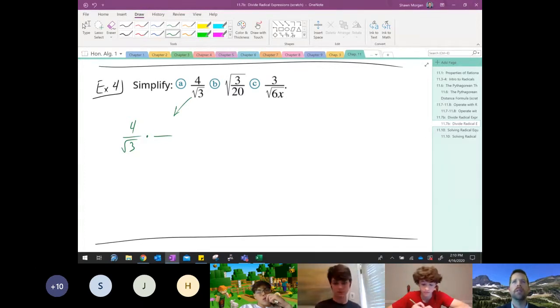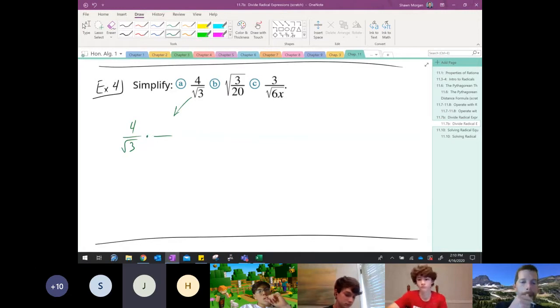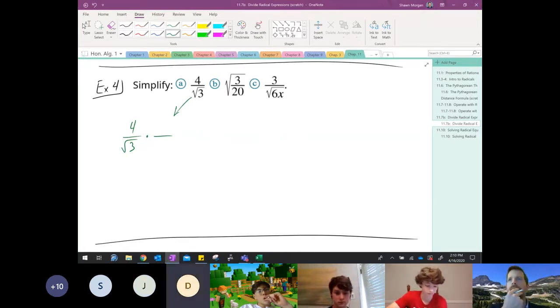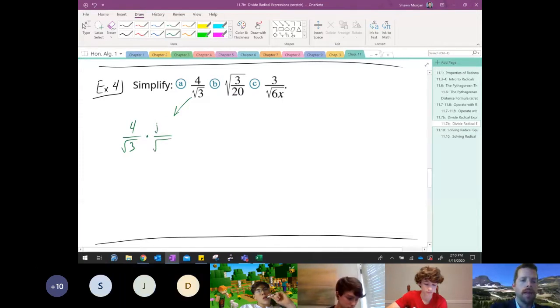Let's see here. John, you want to take a stab at this? What do you think might get the job done for getting rid of that square root of 3? John, are you with us? Your mic's muted, so you might want to unmute. I'll give you a hint: it's going to be a square root over a square root. What do you think, John?